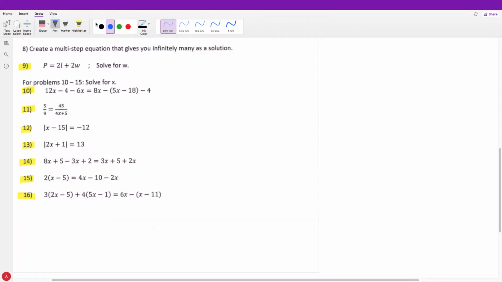All right, so for question number 12, we don't actually have to do anything, because the absolute value of x minus 15, it says is equal to negative 12.